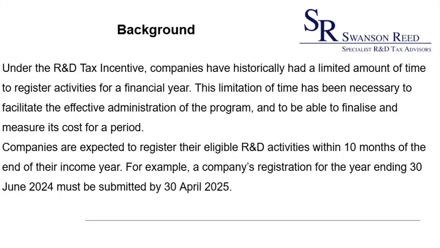Under the R&D tax incentive, companies have historically had a limited amount of time to register activities for a financial year. This limitation of time has been necessary to facilitate the effective administration of the program and to be able to finalise and measure its cost for a period. Companies are expected to register the eligible R&D activities within 10 months of the end of their income year. For example, a company's registration for the year ending 30th of June 2024 must be submitted by 30th of April 2025.